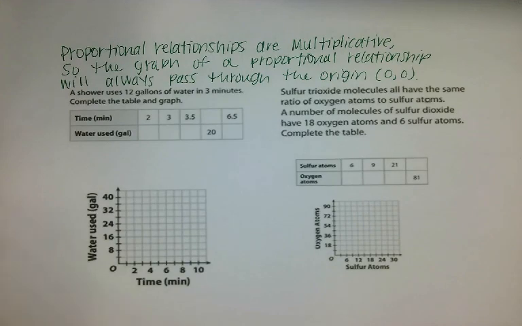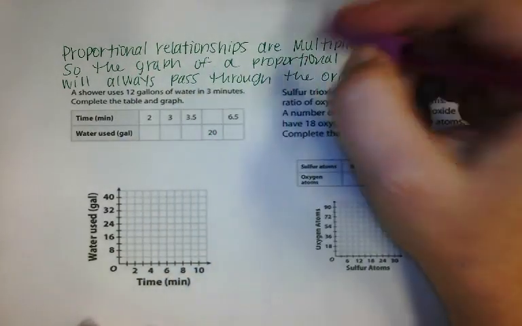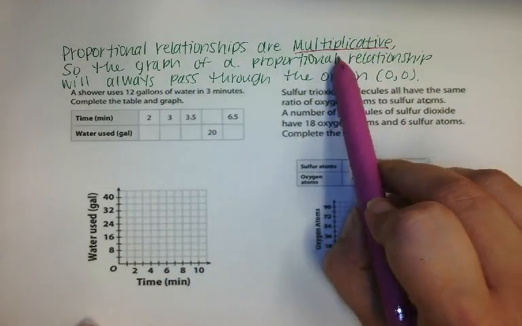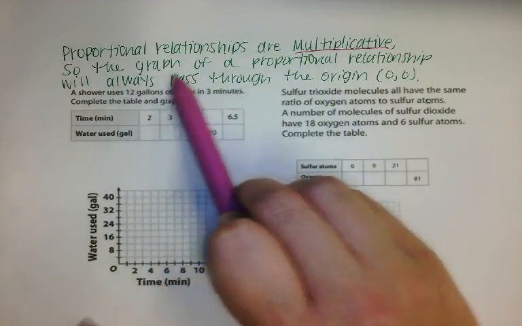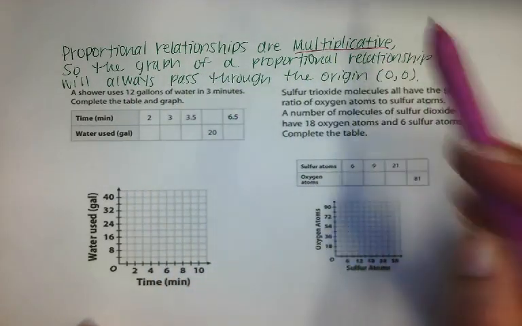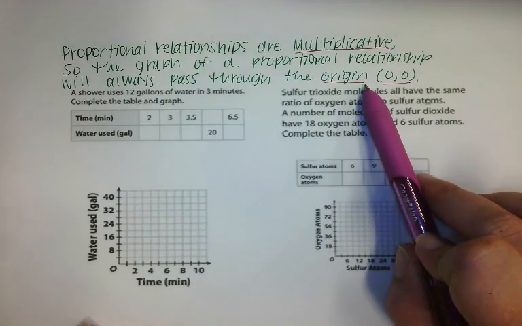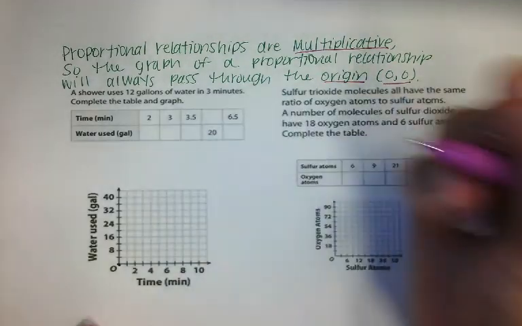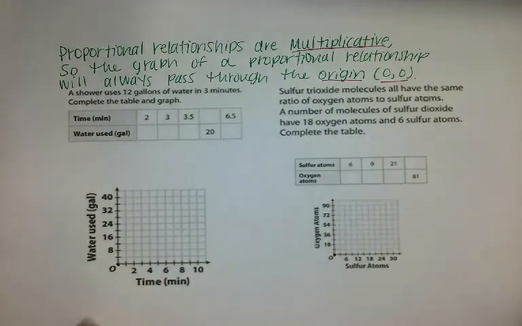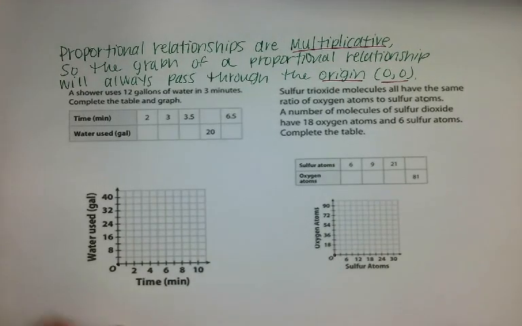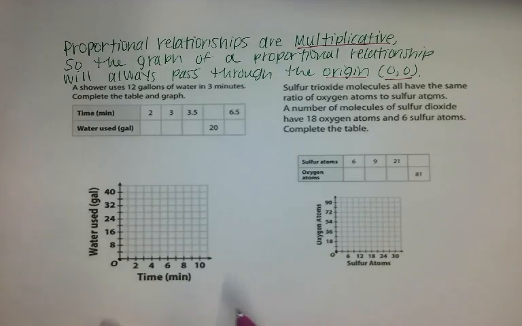Today we will be talking about using a ratio table to graph proportional relationships. It is important to note that because proportional relationships are multiplicative, which means that they are based on multiplication, the graph of a proportional relationship will always pass through the origin or point (0, 0) on the graph. So if you make a graph of a proportional relationship and it does not pass through the origin, then you need to go back and check your x and y coordinates because the graph should always pass through the origin.